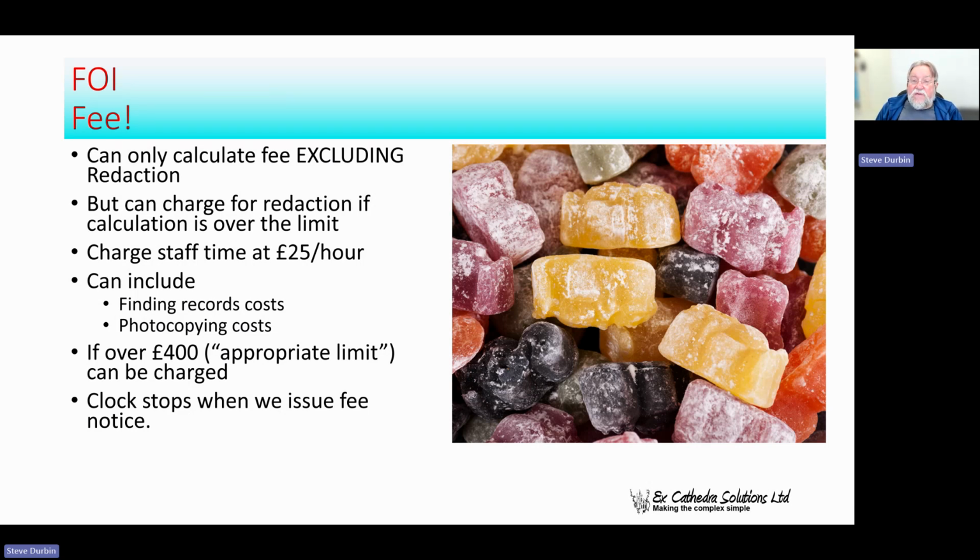Bear in mind when you issue a fee notice, the clock stops, until they either decide they're going to pay the fee or they're going to revise the FOI request. Note if they decide to revise it, the clock doesn't start again at zero, it starts again at the point it was stopped. So please don't delay getting the fee notice out, because it's your own time you're wasting, really.